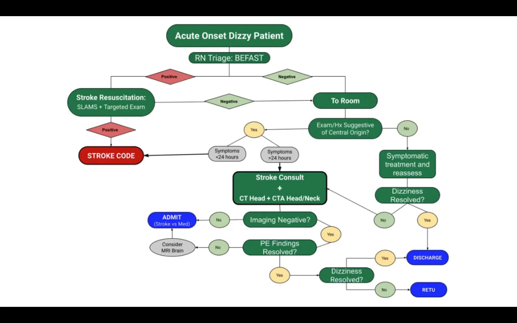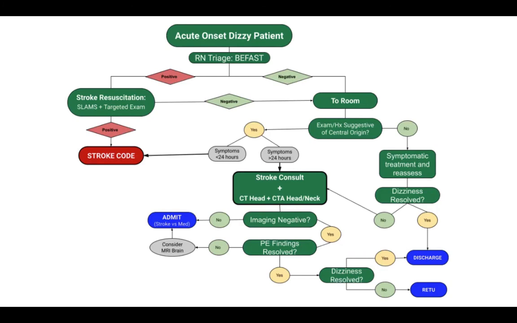On your exam, if there's anything suggestive of central origin, then you will again ask the patient, how long have you had the symptoms? Has it been less than 24 hours? If so, they will be a stroke code. If it's been over 24 hours, then you will consult the stroke service and consider your imaging choice. We've included the CT head and CTA head and neck in the algorithm as it is the fastest way to get this imaging done and the fastest way to get you a diagnosis and not miss any acute strokes.